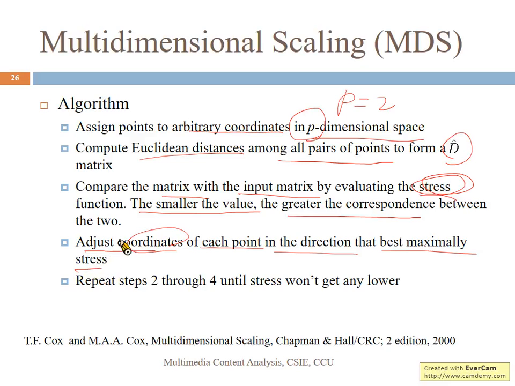minimizes stress. Okay, so we can just randomly adjust the coordinate of each point and test again, evaluate the overall stress value again. And if it gets better, that means the moving direction is good. And then we repeat steps 2 to 4 again and again until we don't get any lower stress value. So this algorithm is quite simple but would be very computationally expensive, because here we just randomly adjust the coordinate of each point.